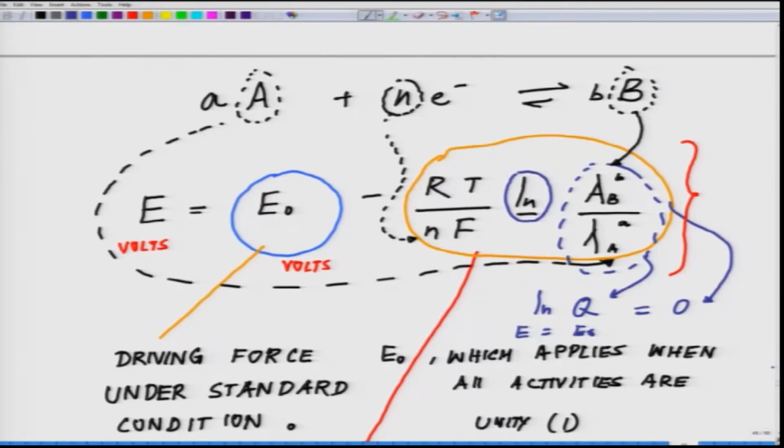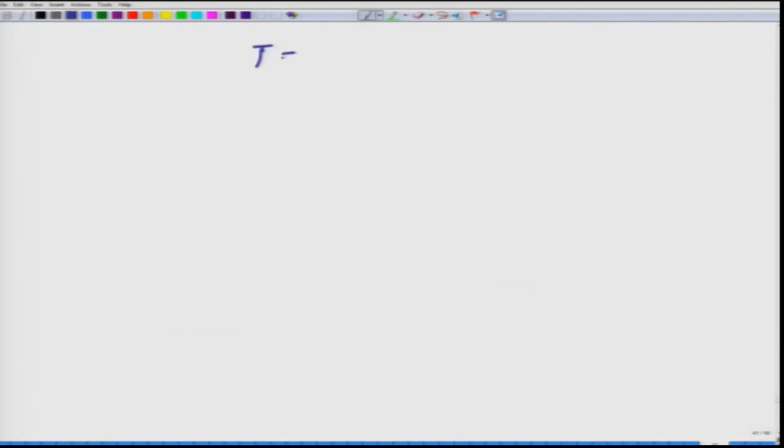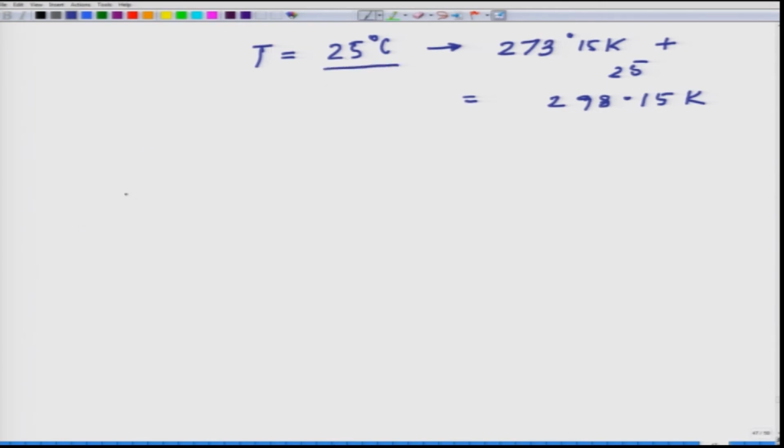So, now the next thing is converting the natural logarithm into the base 10 logarithm and inserting the value of T. This equation works at the value of T of 25 degree centigrade, which is essentially 273.15 Kelvin plus 25. So, that makes it 298.15 Kelvin.